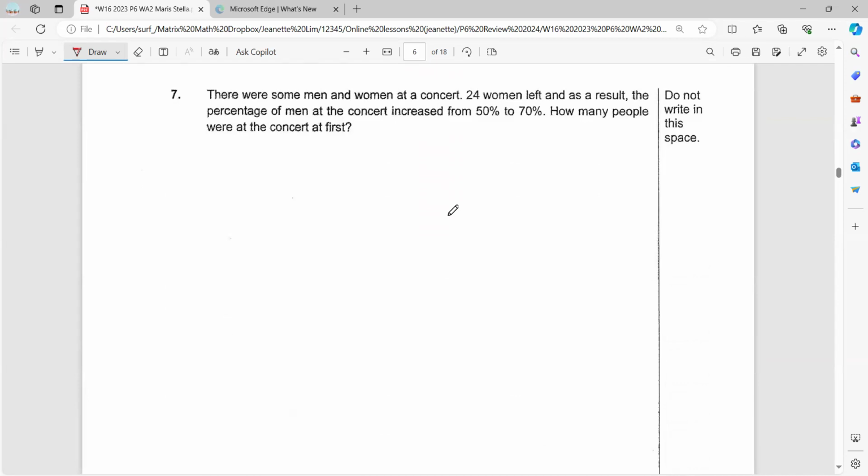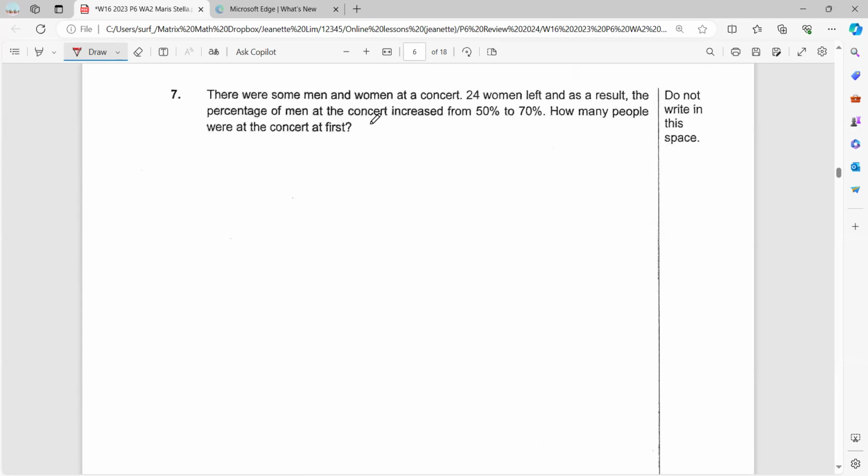Question 7. There were some men and women at a concert. 24 women left, and as a result, the percentage of men at the concert increased from 50% to 70%. How many people were at the concert at first? Okay, so what do we know about at first?